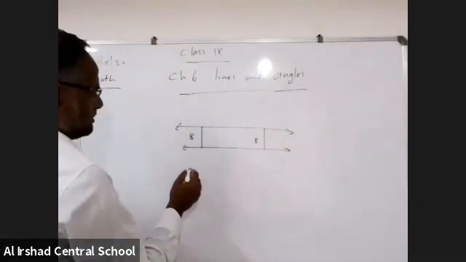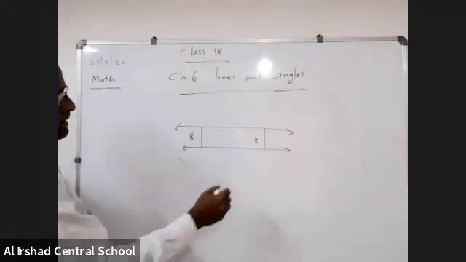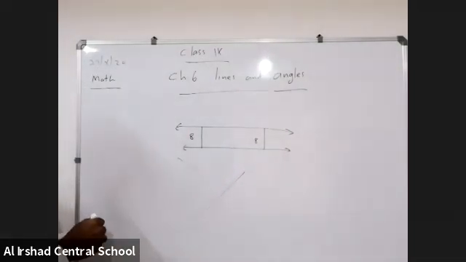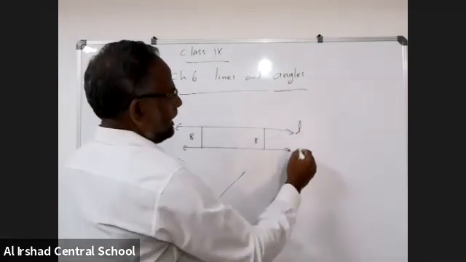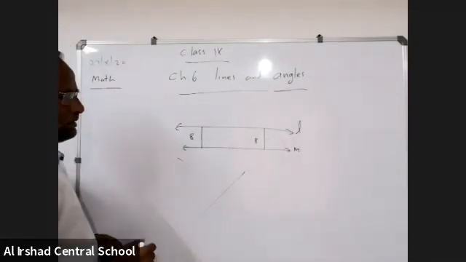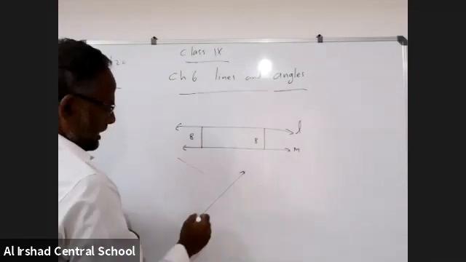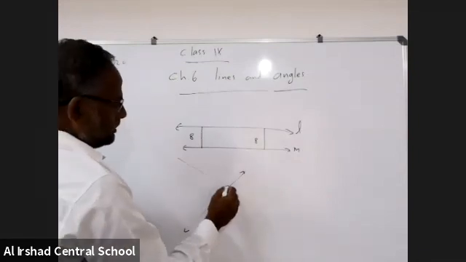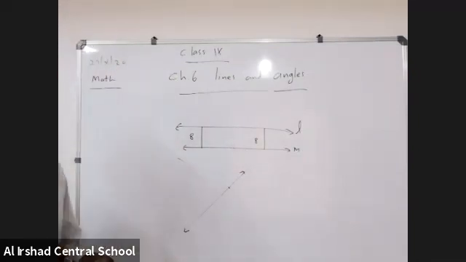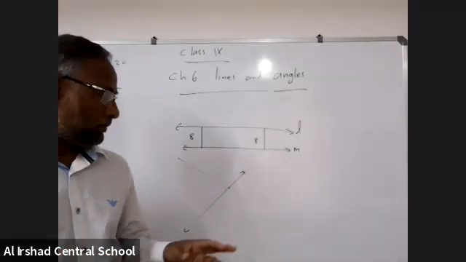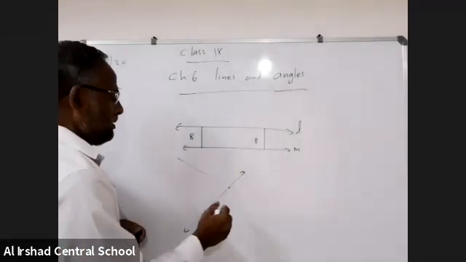Intersecting lines. One line may be like this, like this. Two intersecting lines, line L and line M, suppose. This is another line, an intersecting line. So this is the point of intersection, point of intersection P.